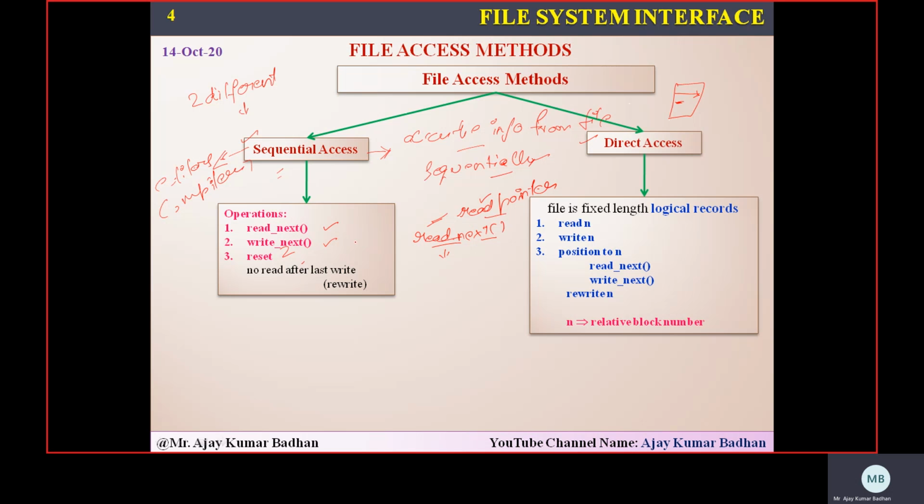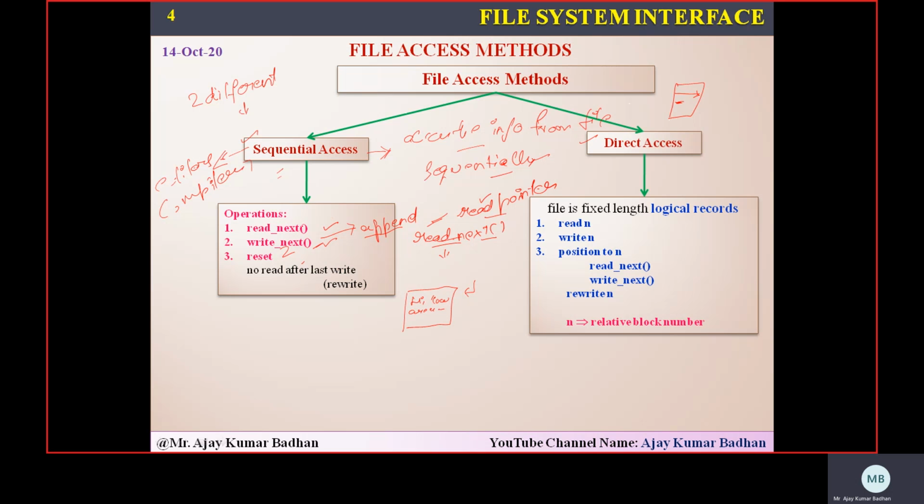In the same way, we have a write pointer with write next. Whenever we want to write data to a particular file, write next continues from where we left off. It simply appends the text, whatever text we want to update in that file. For example, I have a file and I write "hi" and close it. After some time I open it and want to write "how are you?" after "hi".